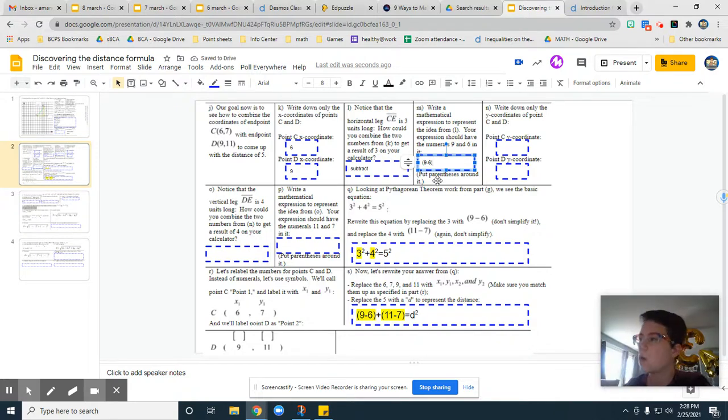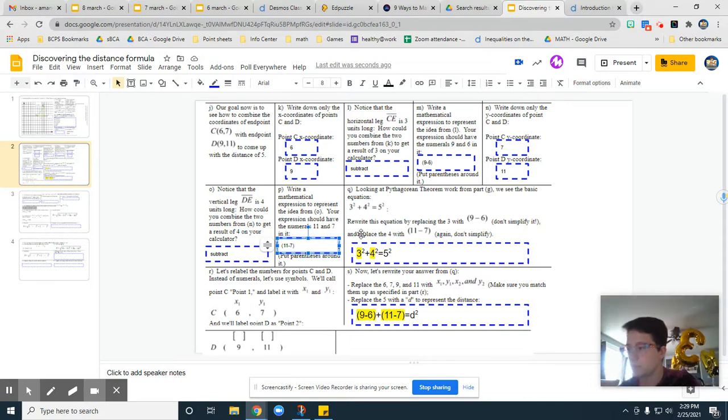So let's write down our y coordinates. Point C's y coordinate is 7. Point D's y coordinate is 11. I'm just pulling them from over here. Okay. Notice that the vertical leg DE is 4 units long. How could you combine the two numbers from N to get a result of 4 on your calculator? Well, I know that 11 minus 7 is 4, so I could subtract 11 minus 7, again in parentheses because that's what they want me to do.